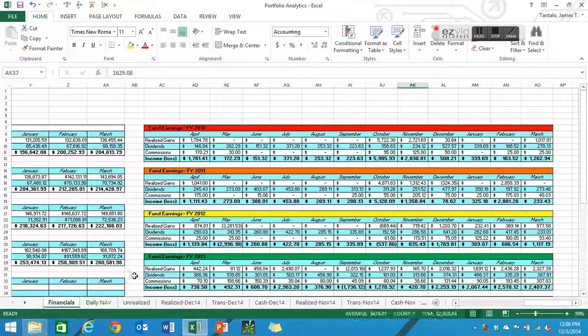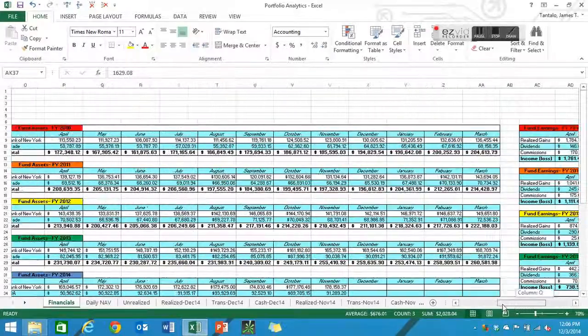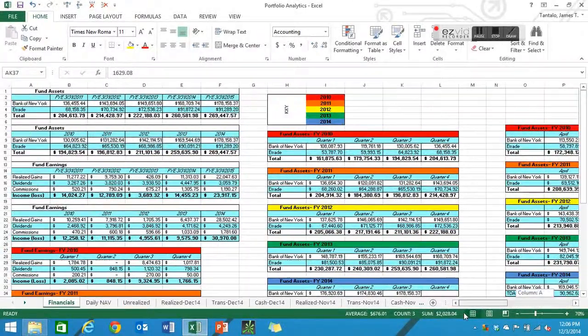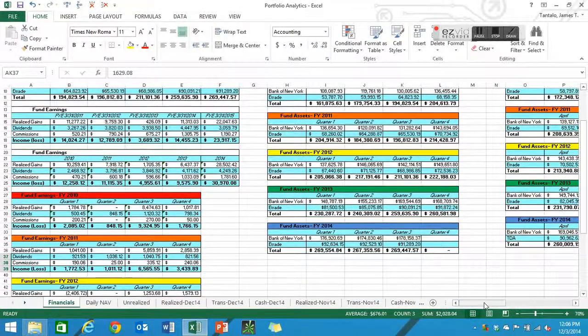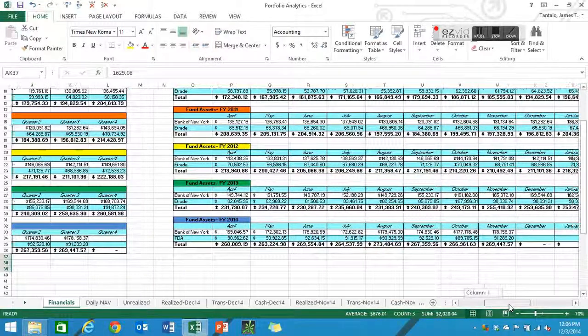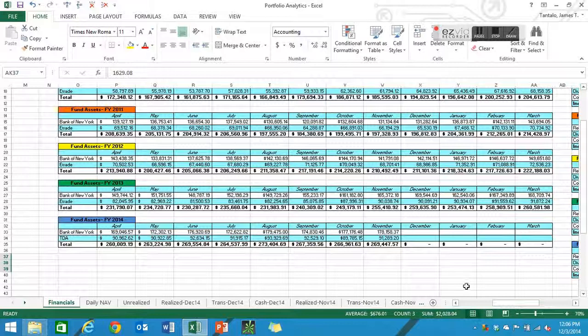Moving over to the financials tab, this is basically a spreadsheet that tracks the totals for Bank of New York and TD Ameritrade. So for instance, at the end of the month, when I do my analysis, or when Nate does his analysis, we will take the value at the end of the month and put it into this spreadsheet.